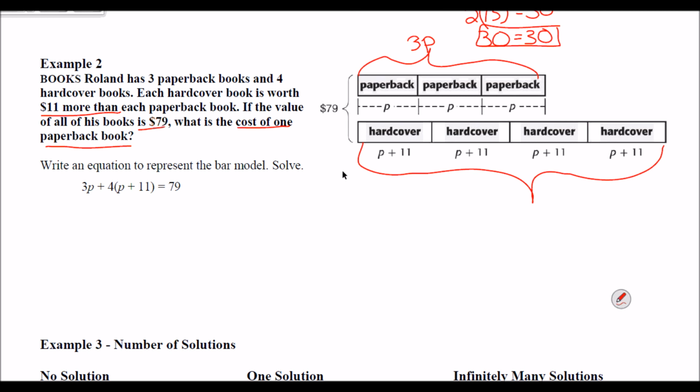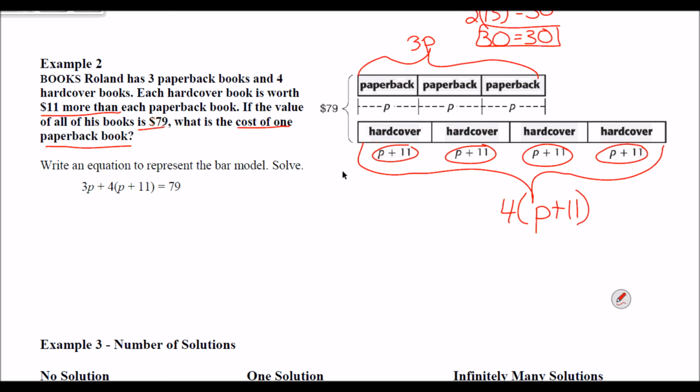All right, and then on the bottom, we know that I also have these hardcover books. And it says we bought 4 hardcover books, and in relation to the paperback, we know, based on the information that they gave us, that each hardcover book is the cost of the paperback book plus $11. Okay? So that's where this P plus 11 comes from. And another way to write P plus 11 plus P plus 11 plus P plus 11 plus P plus 11 is to say, I'm going to take that and multiply by 4. And so that's where our parentheses come into play.